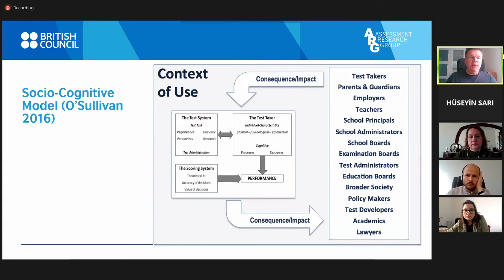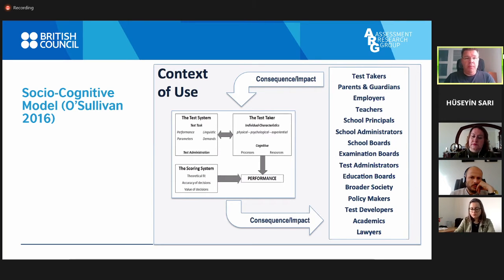So inside that box, we've got the test system, the test taker, and the scoring system. And all of these things interact to actually produce the test and the test performance, which we can measure. So what do we have on this block on the right-hand side? Well, these are the stakeholders. So obviously the test taker is at the top, but this goes down through people within a school or an institution, through to people in wider society.